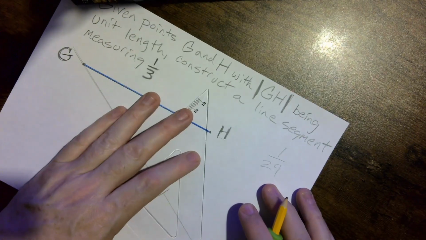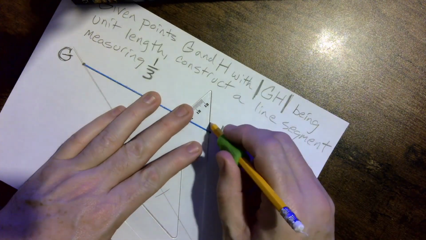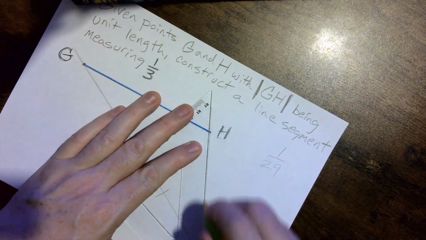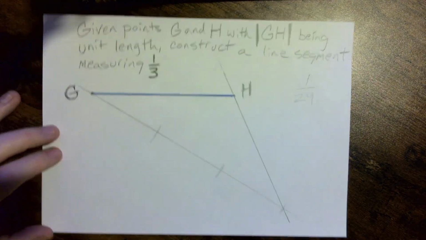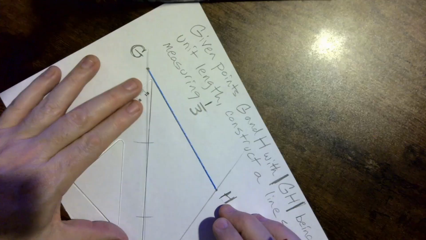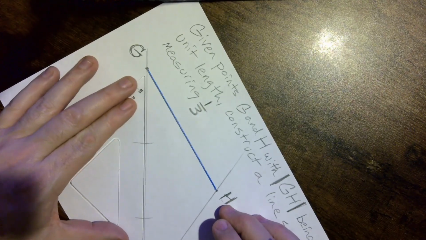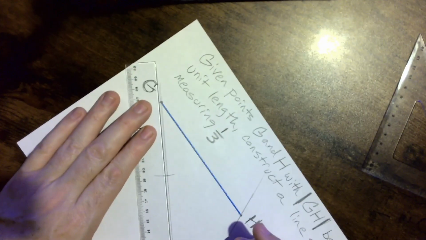Okay, so here's the trick. Draw this line segment to H. Goes through here. Like that. And I'm going to make this, oops, that's not long enough. I'm just going to make this a different color so it's easier to see the marks, that they're separate.